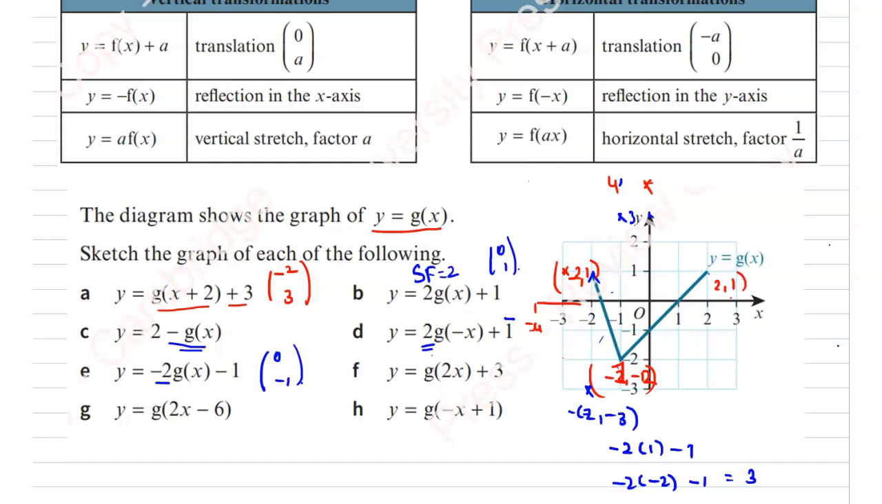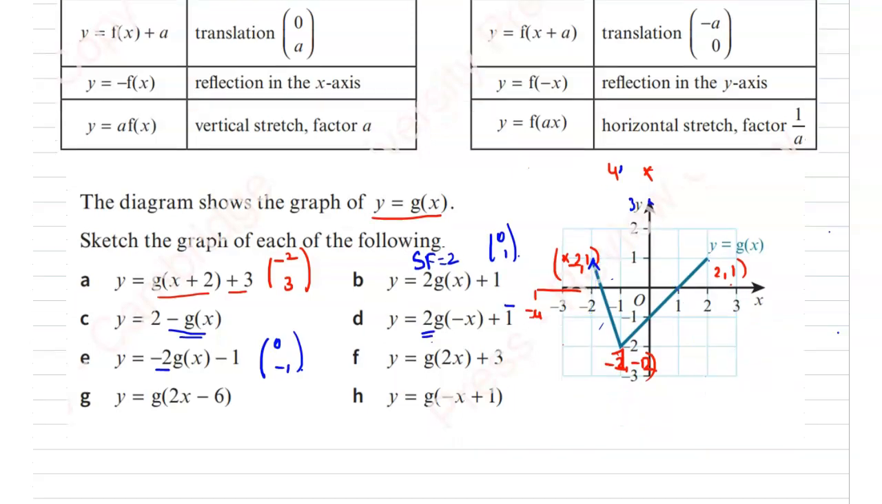Then the next one is minus 2 times 1 minus 1. So it is minus 3. So 2 comma minus 3. Therefore, the new graph is this one. This represents y equal to minus 2 times g of x minus 1.